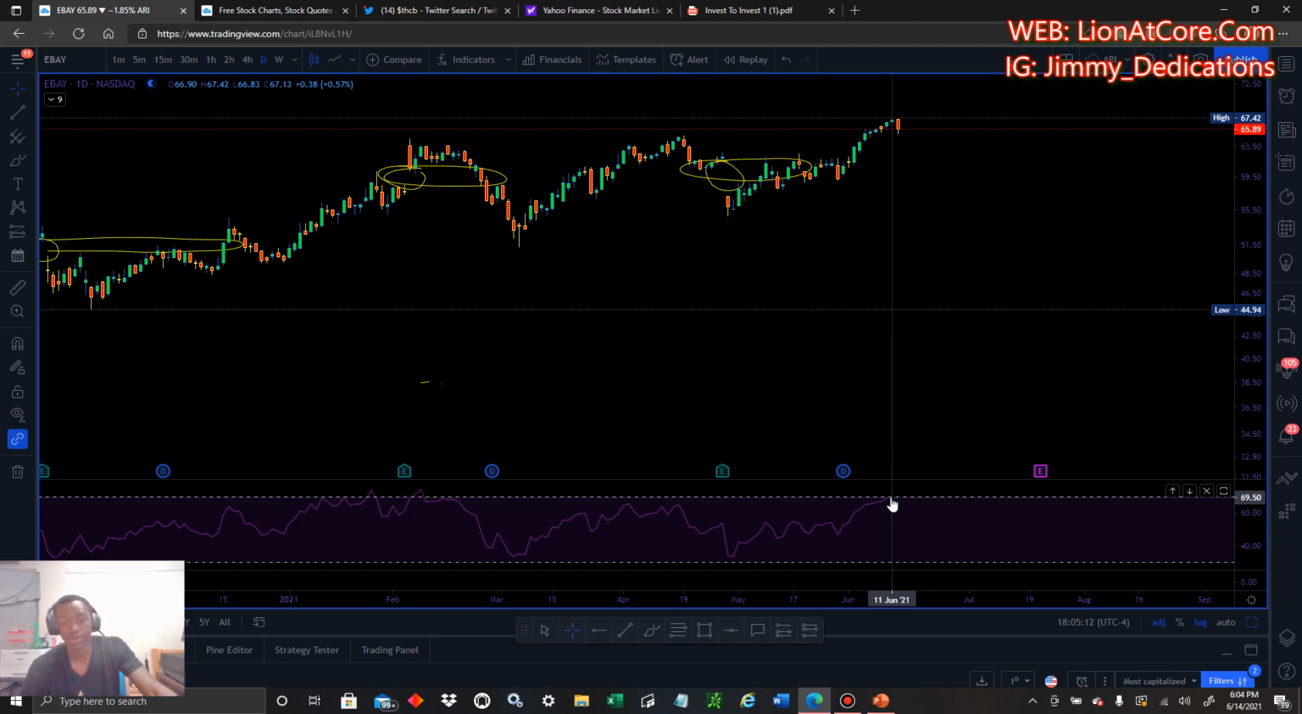But with this RSI indicator, when it gets to the top, stocks normally go down. When it gets to the bottom, it normally goes up. Because when too many people are selling, everybody's selling this stock, it's at a cheap price.